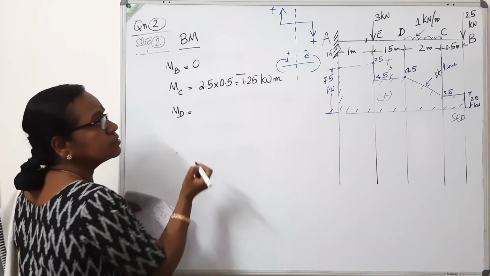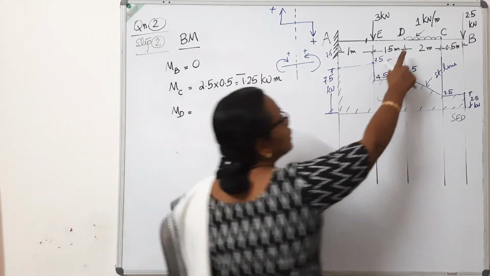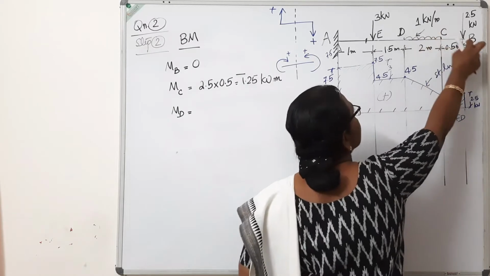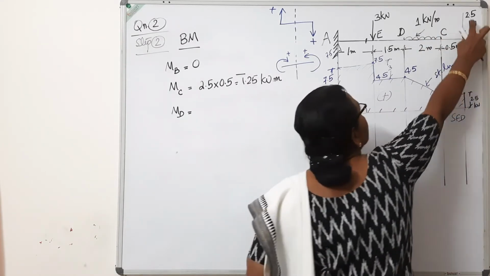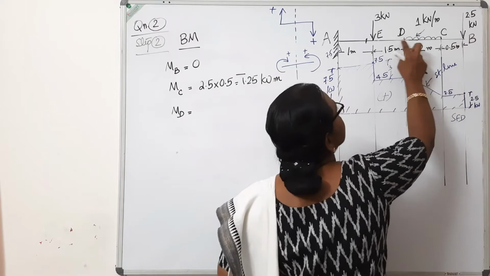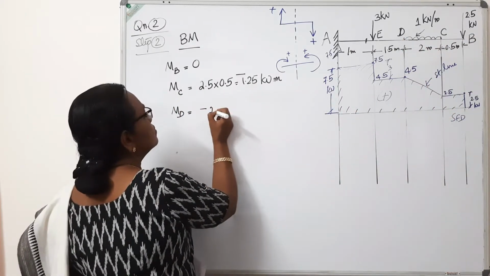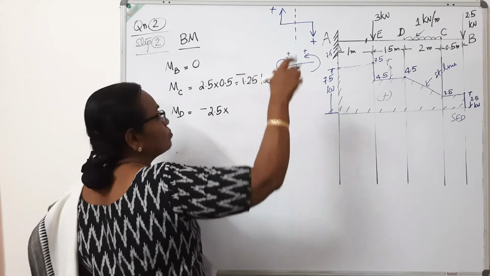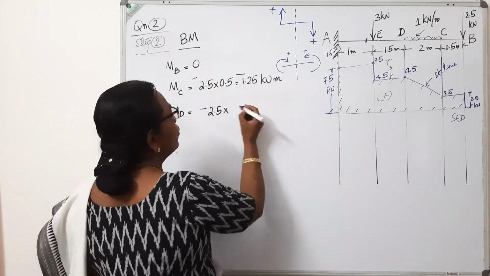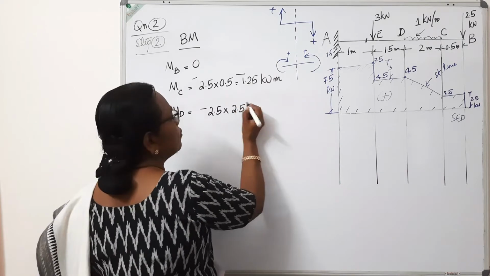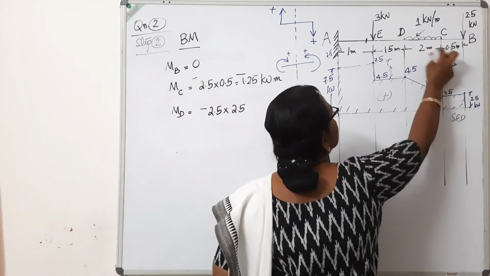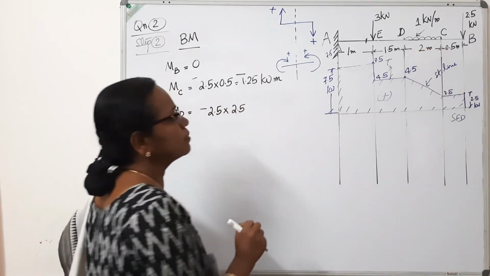Next point D. Moment at D is just to the right of C. There are two loads, this UDL as well as this point load. The point load 2.5 is acting at a distance 0.5 plus 2, 2.5. So minus, because clockwise moment, 2.5 into distance 2.5.